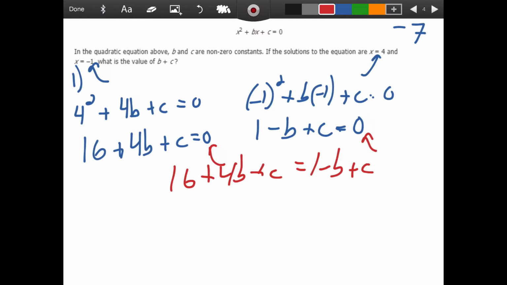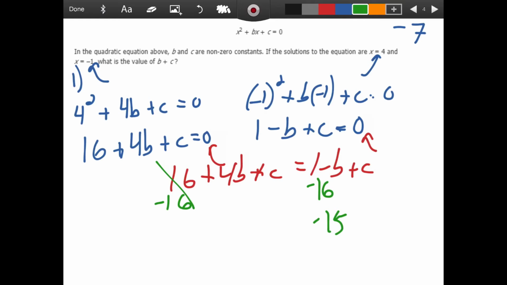Now, if you notice, we can get rid of one of these c's by subtracting it to the other side. So why don't we do that? I'm going to do it all in one step because I'm running out of room. I'm going to move the 16 over to the other side. So 1 minus 16, I'm going to have negative 15 over here.